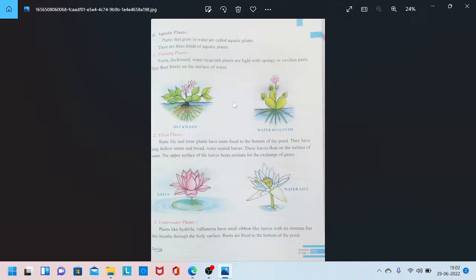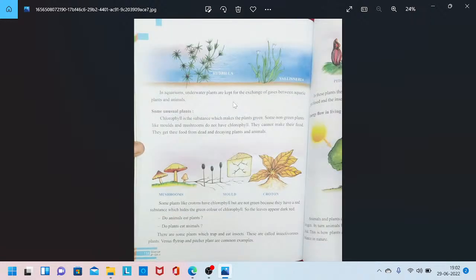I'll also share pictures in our WhatsApp groups so that you'll get better knowledge about this. Children, don't worry that you are not able to see proper pictures, I'll definitely share them in our WhatsApp groups. In an aquarium, underwater plants are kept for the exchange of gases between aquatic plants and animals. So in an aquarium also we keep plants to get the exchange of gases for the animals.